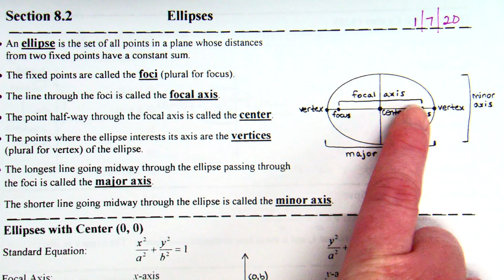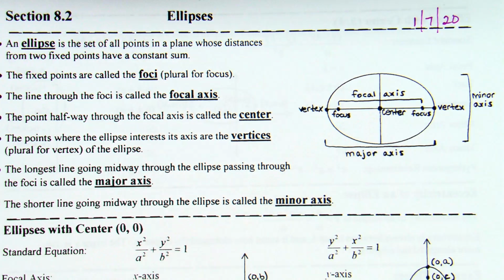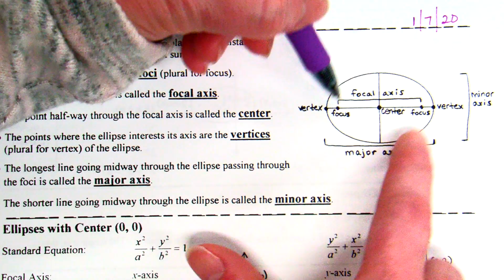The ellipse is drawn by adding, how do I want to say it? As I said, it's a set of all points whose distances from two fixed points have a constant sum. So this point right here on the ellipse, the distance from the two foci adds to be the same as if I drew a point right here on the ellipse. Okay, it's always the same.